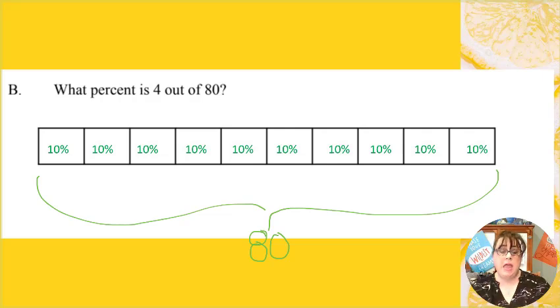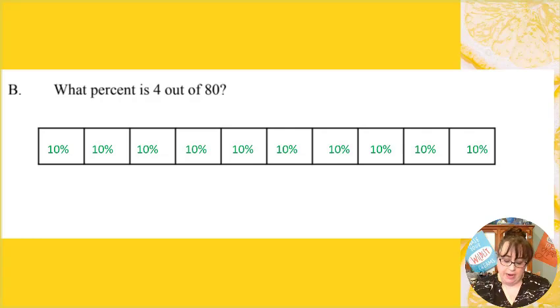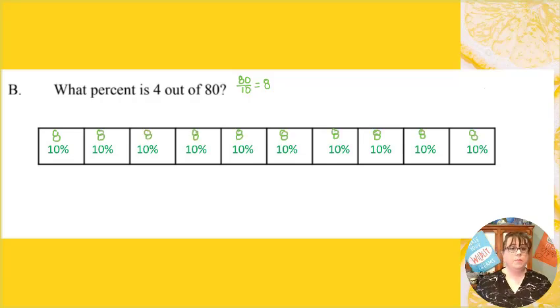Well, what would 10% be? So if I broke it into 10 pieces, let's break our 80 into 10. 80 divided by 10 is 8. So I now know that each of those 10% pieces is worth 8. How does that help me out? What percent is 4 out of 80? Well, I know 10% is 8.